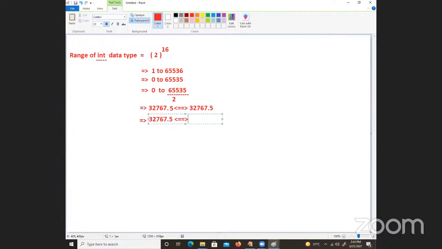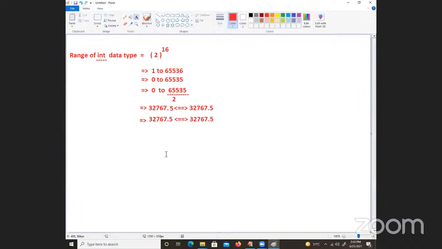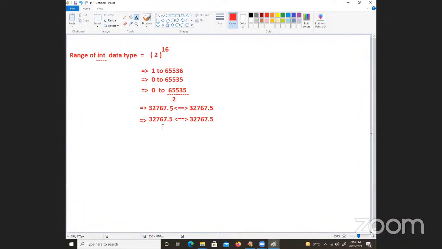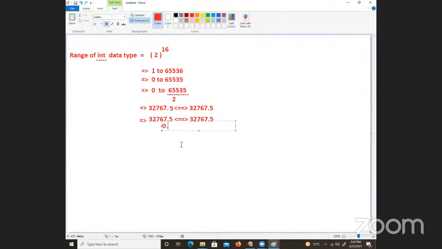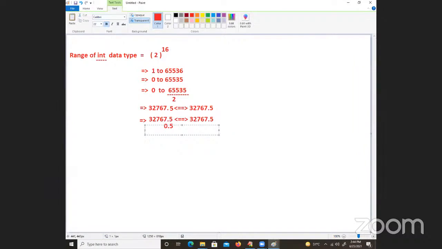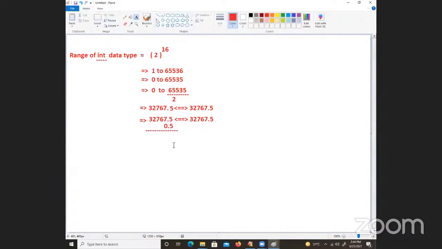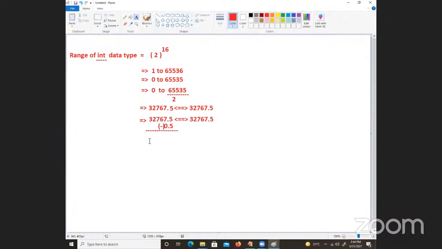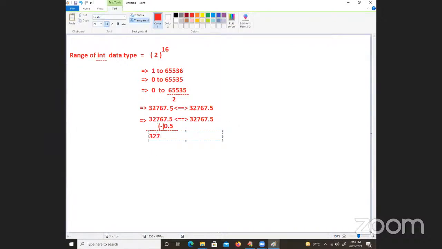We are saying 32,767.5. This 0.5 will be truncated. Here I am writing 0.5 will be truncated. Here also 0.5 on one side it is truncated. Just follow the calculation carefully. Here we are just truncating. Truncating means what? Remove that 0.5, and it is going to become 32,767, which is the value on one side.